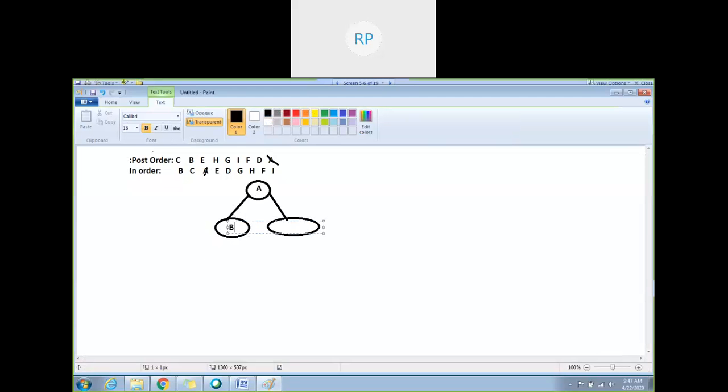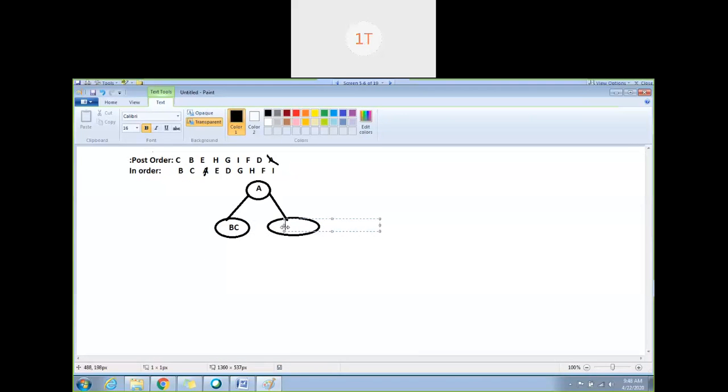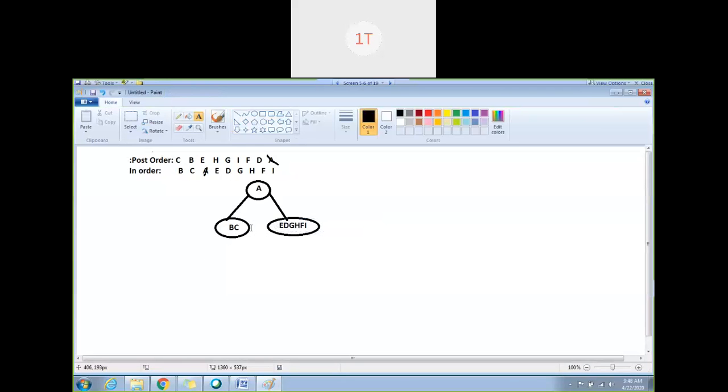Tell me the left elements. B, C. Okay. And then the right elements: E, D, G, H, F, I. Okay. And from the left, B will be the root node. B is the root node. And C is the right element.